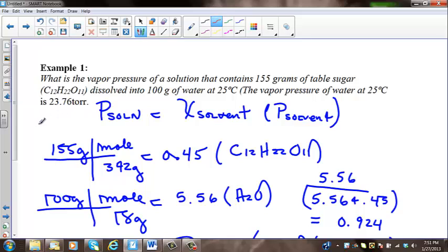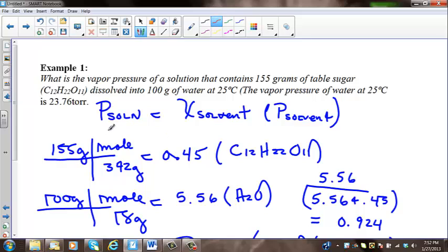What is the vapor pressure of a solution that contains 155 grams of table sugar dissolved into 100 grams of water at 25 degrees Celsius? The vapor pressure of the water at 25 degrees is 23.76 torr. Now, we're not interested in the table sugar. What we're interested in is the mole fraction of the water, the solvent.